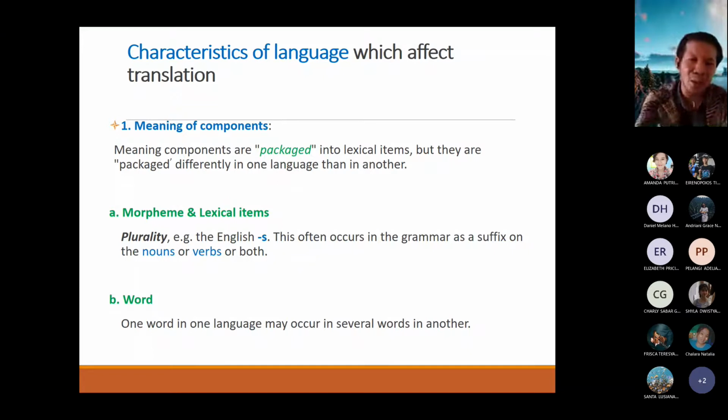And then while we study about meaning components, we study about the word. As I told you just now, maybe a word is translated into many words in another language. The word can be translated into kaleng, mengalengkan, dapat, bisa, mampu in Bahasa Indonesia. So there are so many words in the translation of the word can. So we have to study about the morpheme and the meaning of the word.